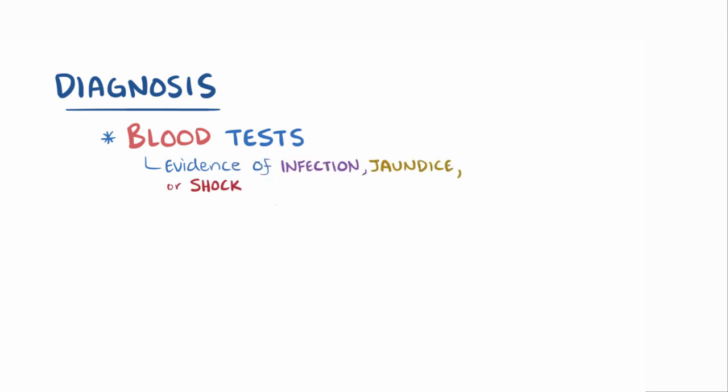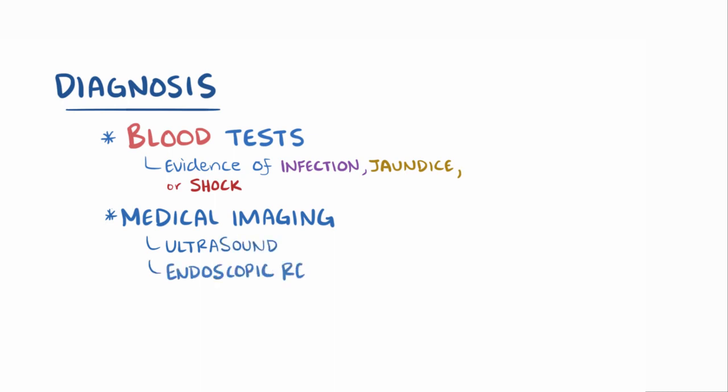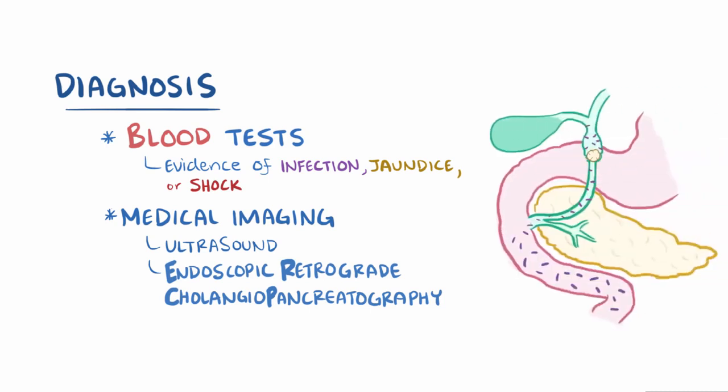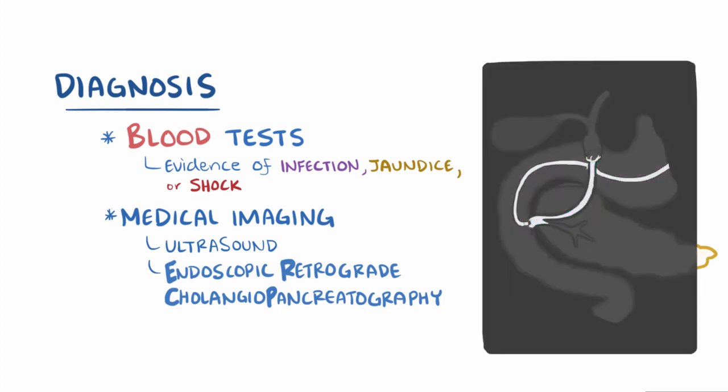For diagnosis, blood tests that assess for evidence of infection, jaundice, and shock might be used, as well as medical imaging like ultrasound or endoscopic retrograde cholangiopancreatography, or ERCP, which is where an endoscope is inserted down the esophagus and a radiocontrast dye is injected into the bile ducts, allowing visualization of any blockages on X ray.